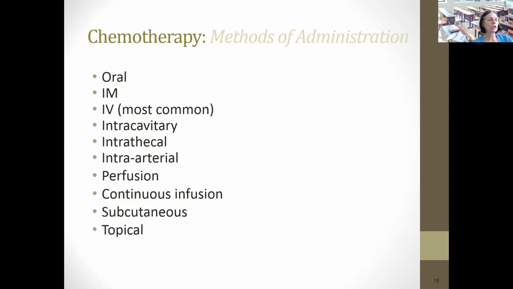Chemotherapy can be given continuously or through bolus dosing. We have bead seeds of chemotherapy that can be placed subcutaneously or directly in tissues that slowly release chemotherapeutic agents. We can give subcutaneous chemotherapy, and there's topical chemotherapy for skin.